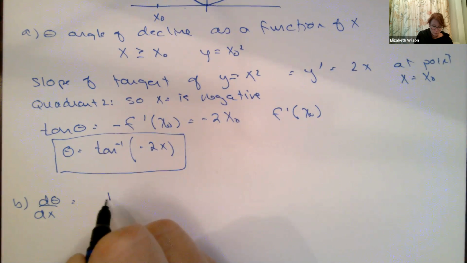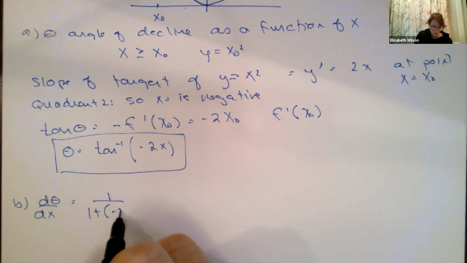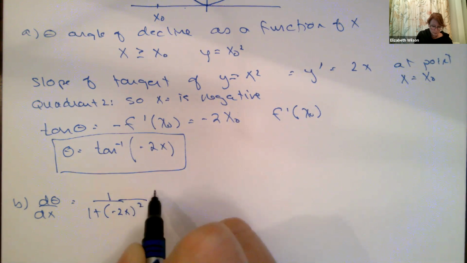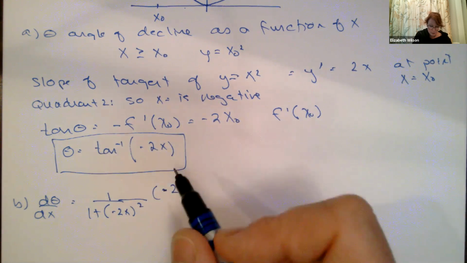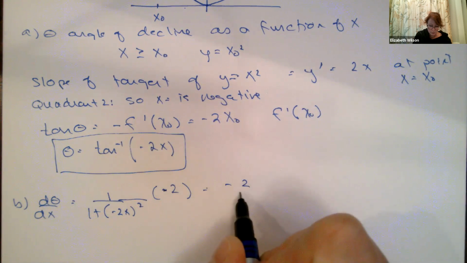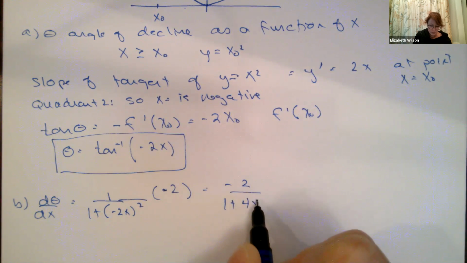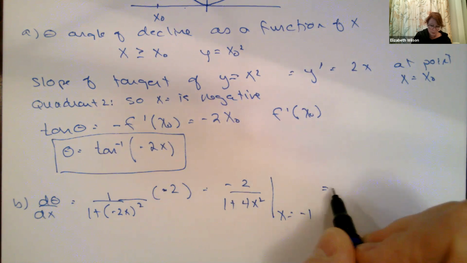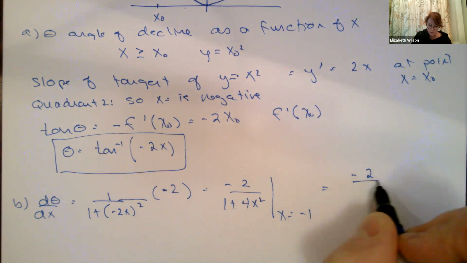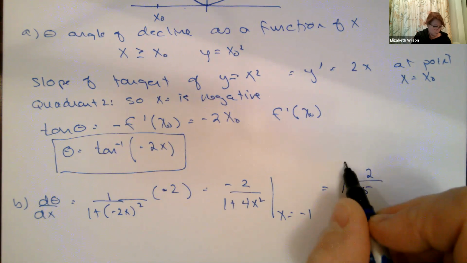This is going to be 1 over 1 plus minus 2x quantity squared times minus 2, right? This minus 2 comes from our chain rule. So I'm just going to clean it up. That's minus 2 all over 1 plus 4x squared. And then we're looking at when x is equal to minus 1. So it's going to be equal to minus 2 all over 5.